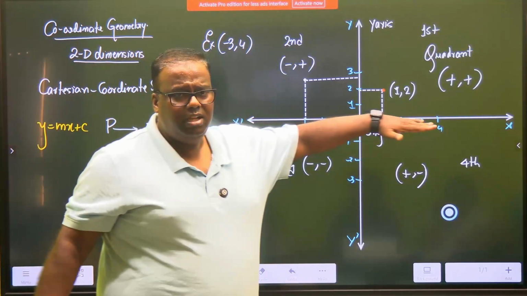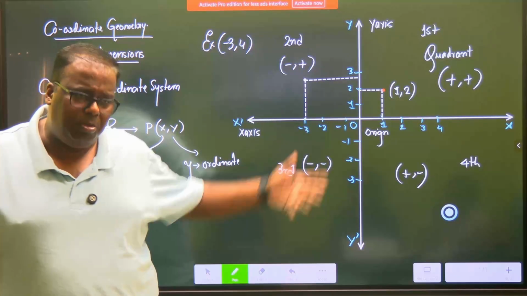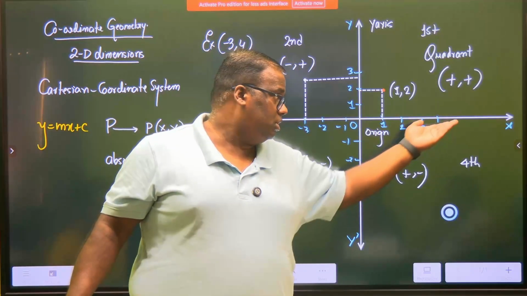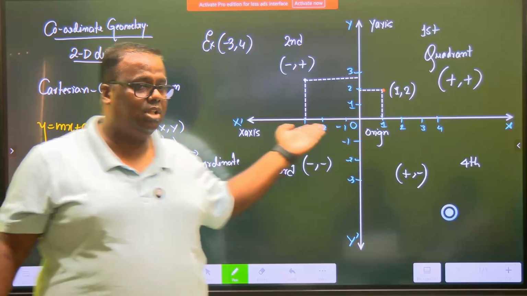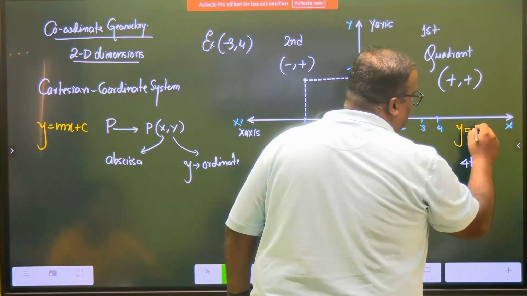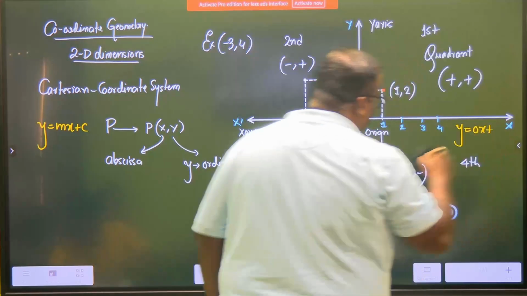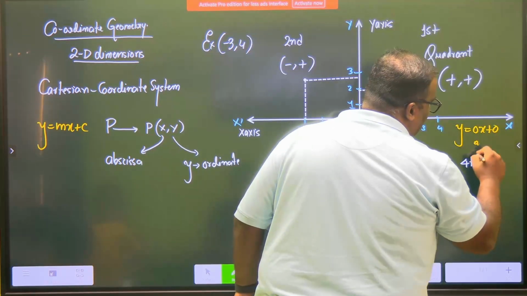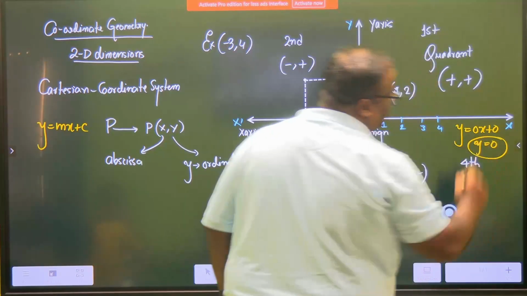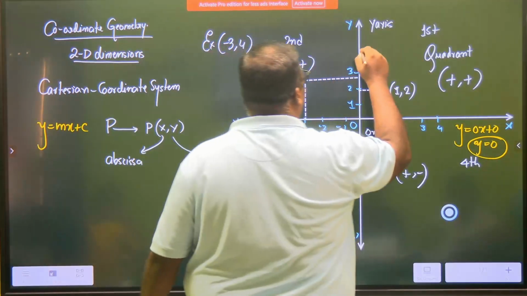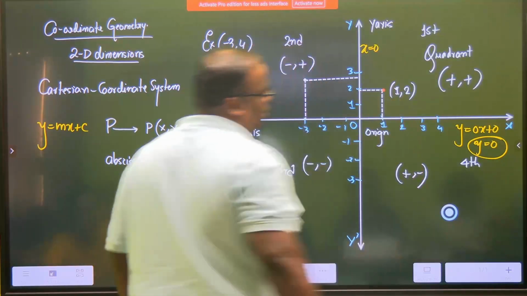What is this line? Sleeping line. What is the slope? 0. Because this line is flat, no one will be sliding through here. So let's make the equation of the x-axis: y equal to 0x, and what is the y-intercept? 0. Therefore, y equals 0 is the equation of x-axis. Always remember that. And the equation of y-axis is x equal to 0.